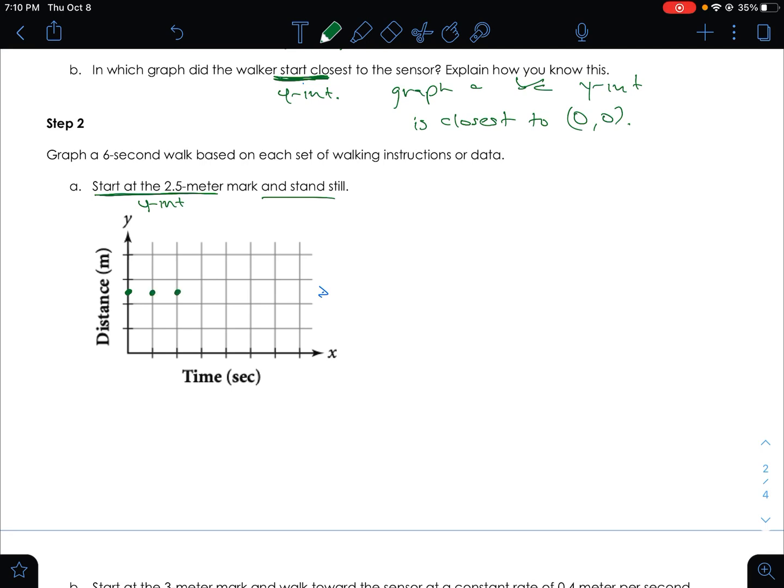After 2 seconds, you're still 2.5 meters away. After 3 seconds, 2.5 meters, 4 seconds, 5 seconds, 6 seconds. And so what you notice is that you have a line that is a straight horizontal line. Okay? So when you have a person standing still, you are going to notice a part of a graph where it is a horizontal line. Okay, that represents standing still on these time distance graphs.